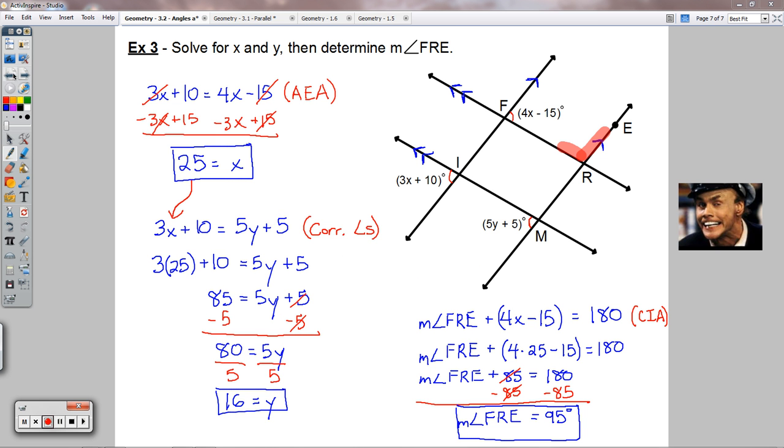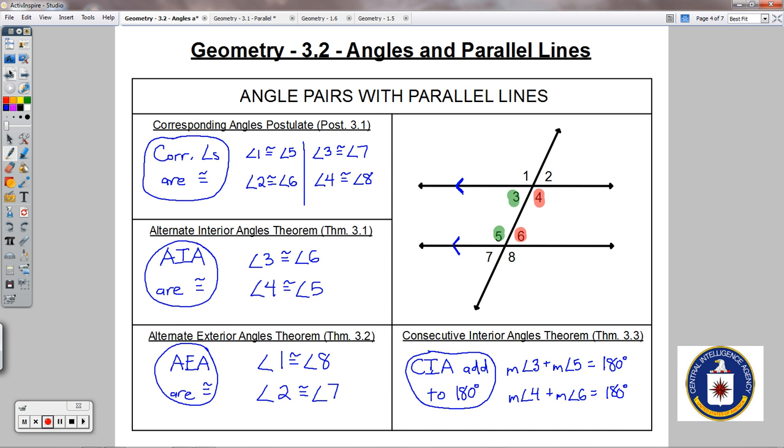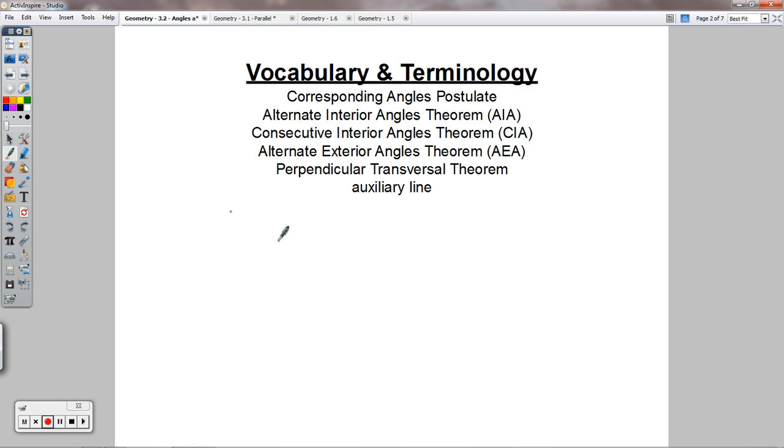So that's our final example for this lesson. Make sure you review as needed. Go back, check these terms out, make sure you understand those. If you don't, review the video, ask me questions, comment.